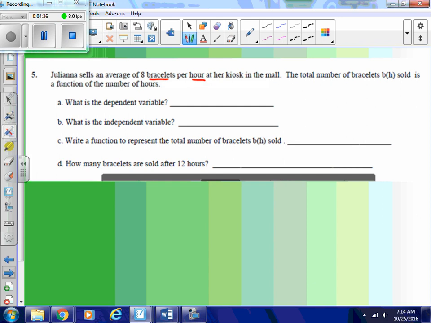Do the number of hours depend on how many bracelets she sold, or do the number of bracelets she sells depend on how many hours that she's been working? Well, it would be that one. The bracelets depend on the number of hours that she's been working. So if bracelets are what depend, then the independent would be the number of hours.